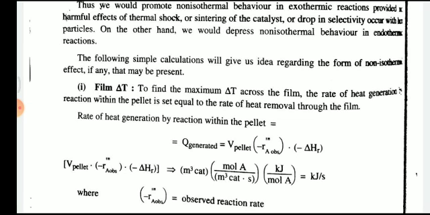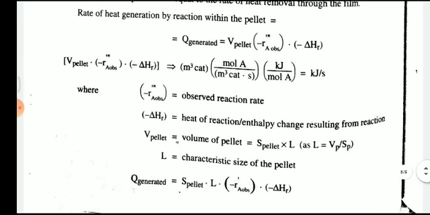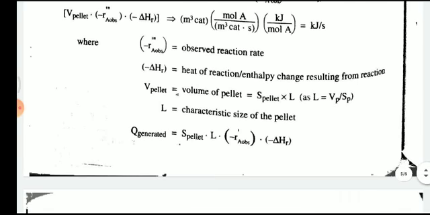So V pellet into R triple dash observed into minus delta HR, in kilojoule per second, where R dash A observed is the observed reaction rate, delta HR is the heat of reaction, the enthalpy change of the reaction, and V pellet is the volume of the pellet, calculated by S pellet into L, that is, L equals VP by SP, the surface to volume ratio of the particle, and L is the size of the pellet.